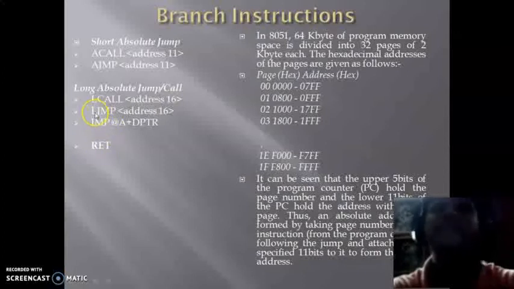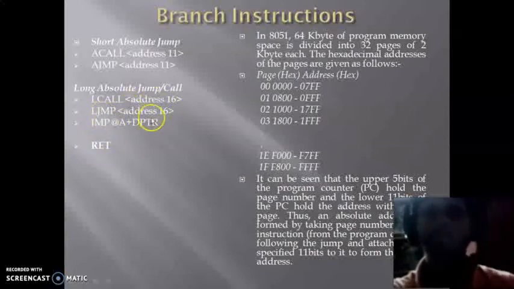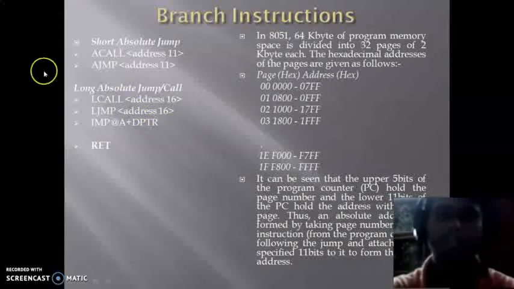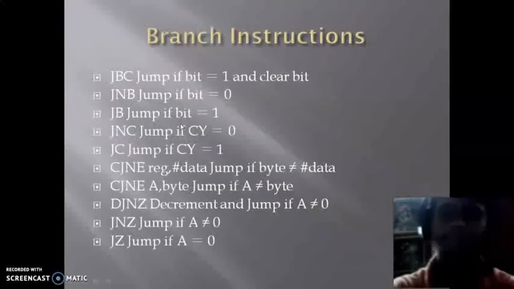Next is the LJMP instruction, that is the long jump instruction. Here we use a 16-bit address by which the jump sequence can be transferred to a particular location. So this is the way the unconditional call and jump can be made. These are the branch instructions. Next we will try to explain the conditional jump instructions, which are also branch instructions.